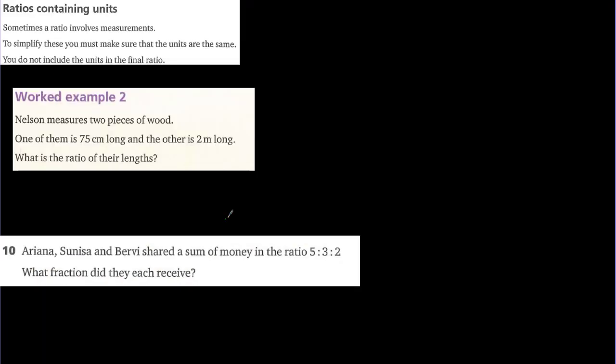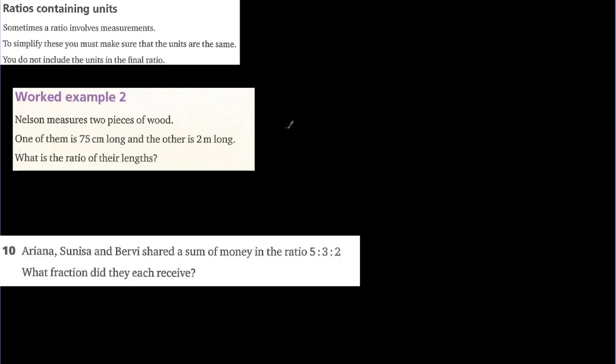3. We are going to continue with ratios containing units, and sometimes a ratio involves measurement. To simplify, we have to make the units the same. That's the important thing here. Of course, in the final ratio, we are not going to write the units. Here, Nelson measures 2 pieces of wood. One of them is 75 centimeters long, the other is 2 meters long. So centimeter and meter are not the same unit. That's why we are going to convert one of them, either centimeter to meter or meter to centimeter.